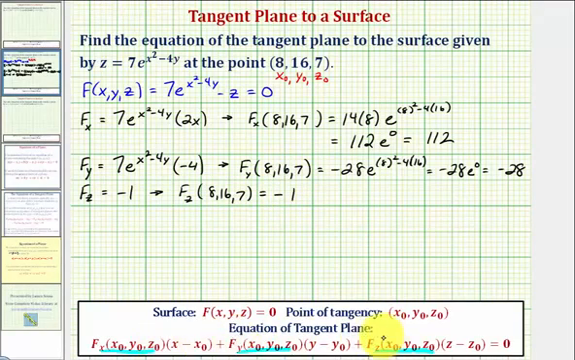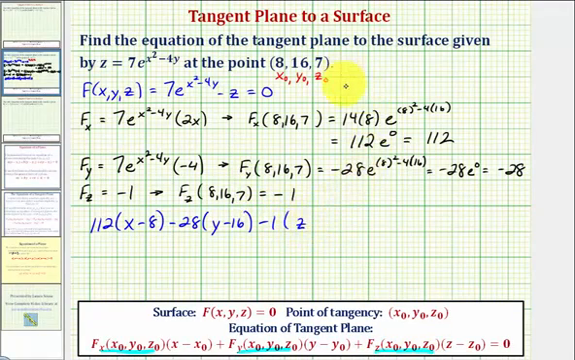So for the equation of our tangent plane, the partial with respect to x at the point of tangency is 112. So we have 112 times the quantity x minus x sub 0. X sub 0 is 8. And then plus the partial with respect to y evaluated at the point of tangency, that's negative 28. So minus 28 times the quantity y minus y sub 0, or y minus 16, plus the partial with respect to z which is negative 1 times the quantity z minus z sub 0, or z minus 7, equals 0.